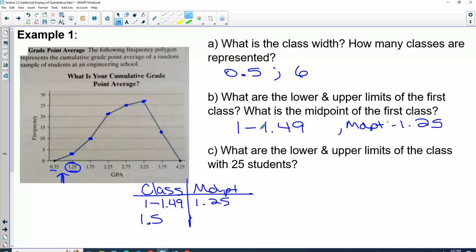Lower limit just means a smaller number, the beginning number. Upper is the ending number. And we can see, is 1.25 in the middle of those? Yeah. All right, what are the lower and upper limits of the class with 25 students? So where do we have 25 students? 2.75. Okay. So it starts right here in the middle. What's in between 2.25 and 2.75? All right, I know my class width is 0.5, so the next one starts at 3. So this has to end before 3. 2.9.